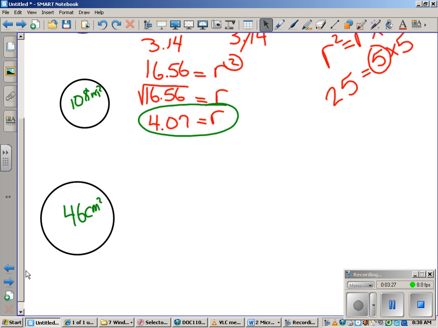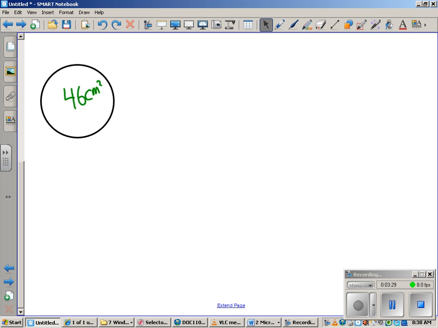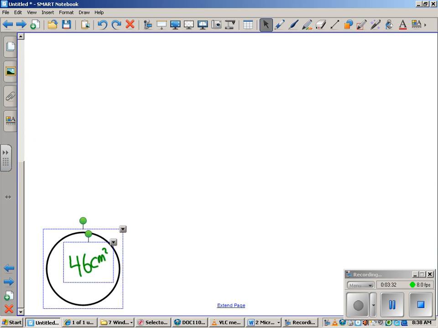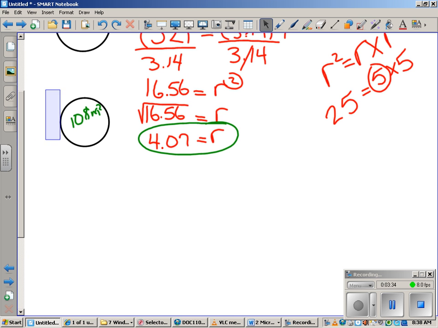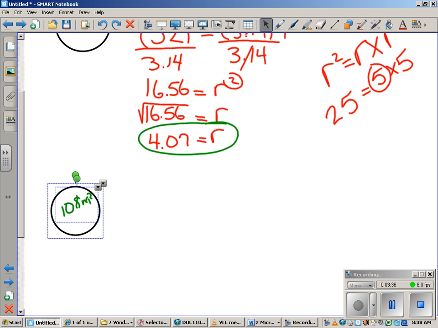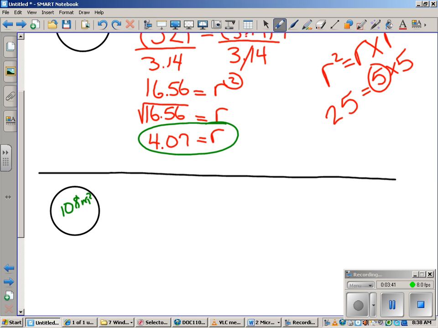So I'll move my questions along a little bit. Move this out of here, put it way down there. Then I'll take this one and move it down here so we can get started on our next one. So, our first step every time is to start with our formula. A of a circle, area of a circle, equals pi r squared. Your next step is to fill in all of the information that you know. I know the area is 108. I know pi is 3.14.